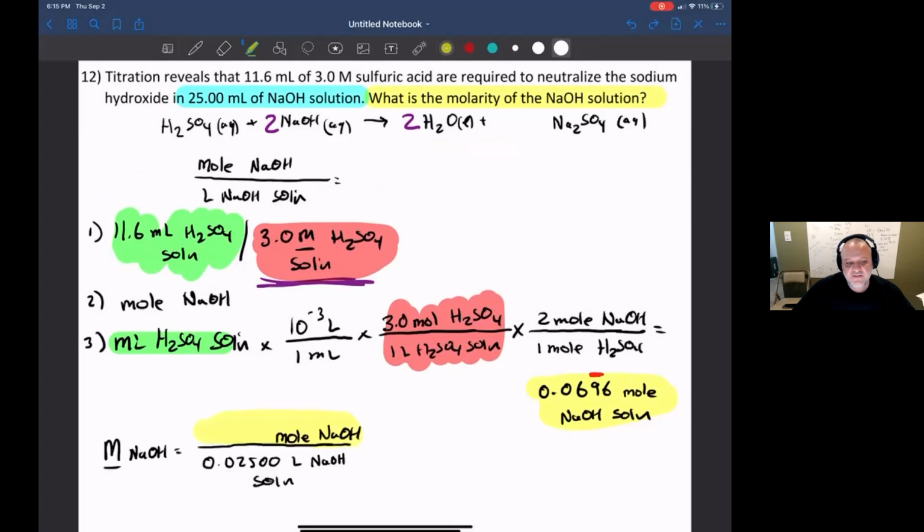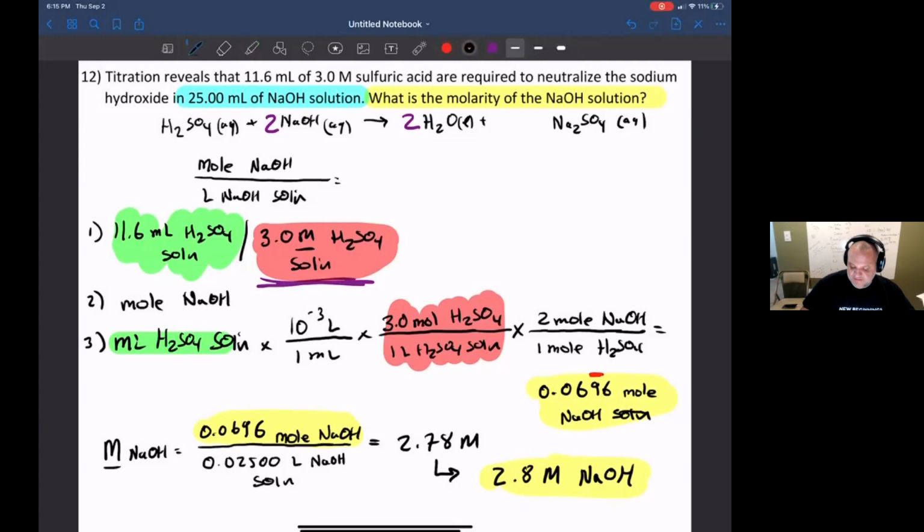Okay, so now let's take this formula from before. Let's put our 0.069 moles of sodium hydroxide in the equation. Let's go ahead and crank the numbers, and I get 2.78 molar. Rounding to the correct number of sig figs, I get 2.8 molar sodium hydroxide. Just a quick correction here. This isn't solution, it's just moles of sodium hydroxide. Okay, that's it.